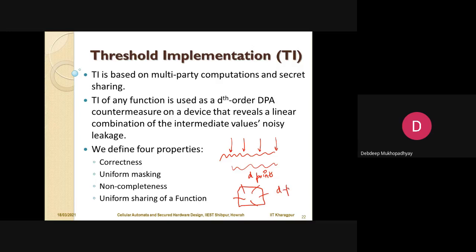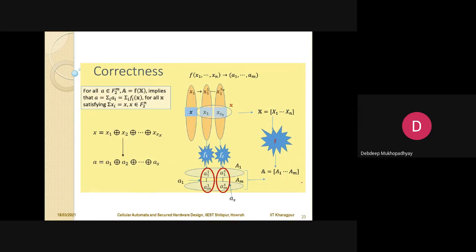Okay, so this is called the probing model, to quantify such kind of attackers. Now the basic idea behind this is as follows. I'll again give a very top-level idea. Suppose you want to implement a function f(x). How do you do that?